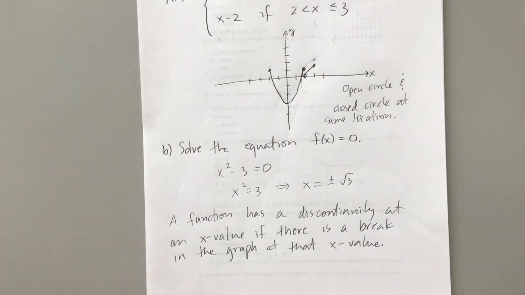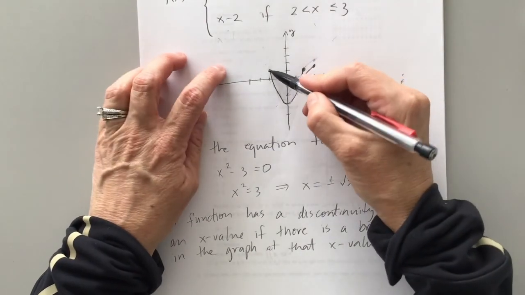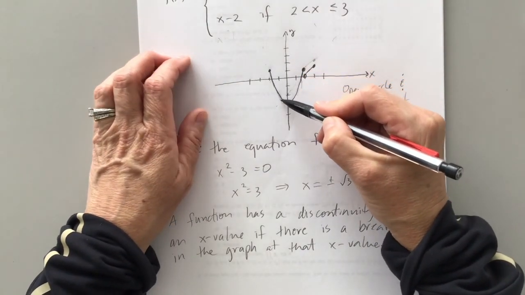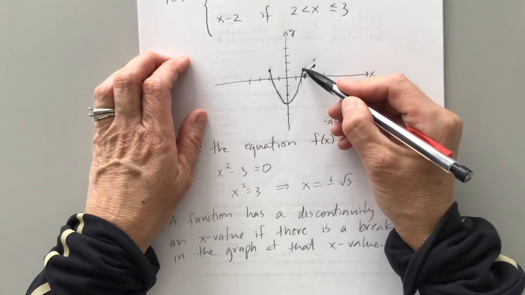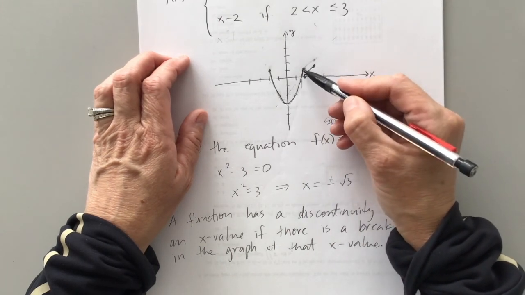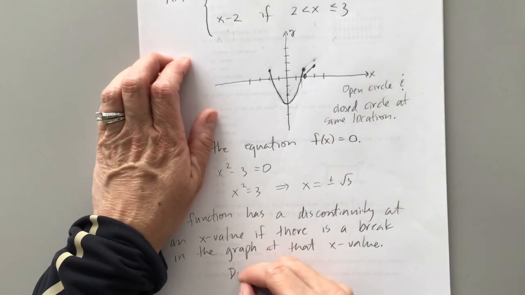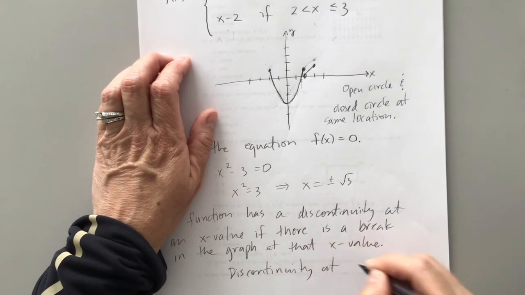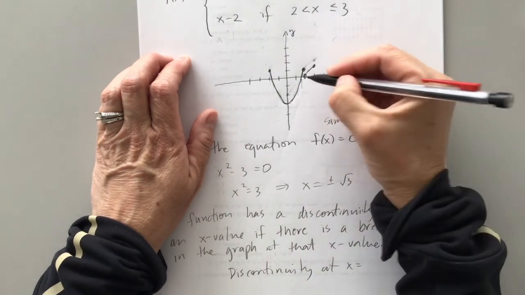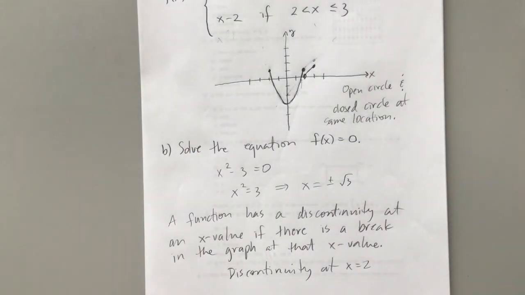So for example, here if I'm tracing along the graph, fine, I get to here, I actually have to lift my pencil to continue. So that means there's a break in the graph. So this function has a discontinuity at x equals the x value of 2, which is where the break occurs.